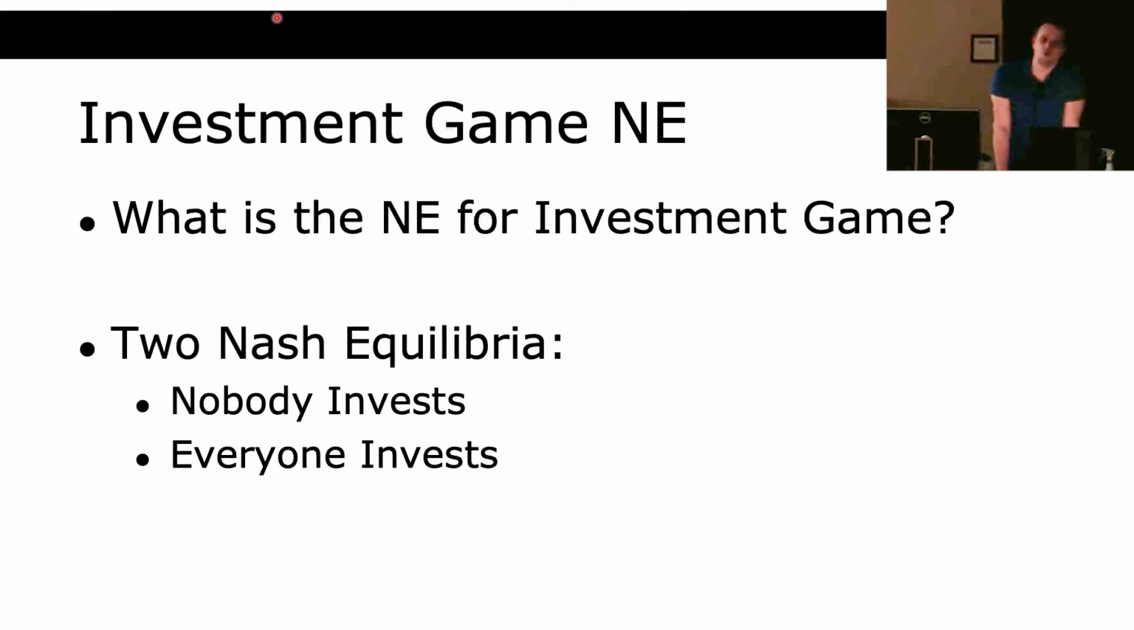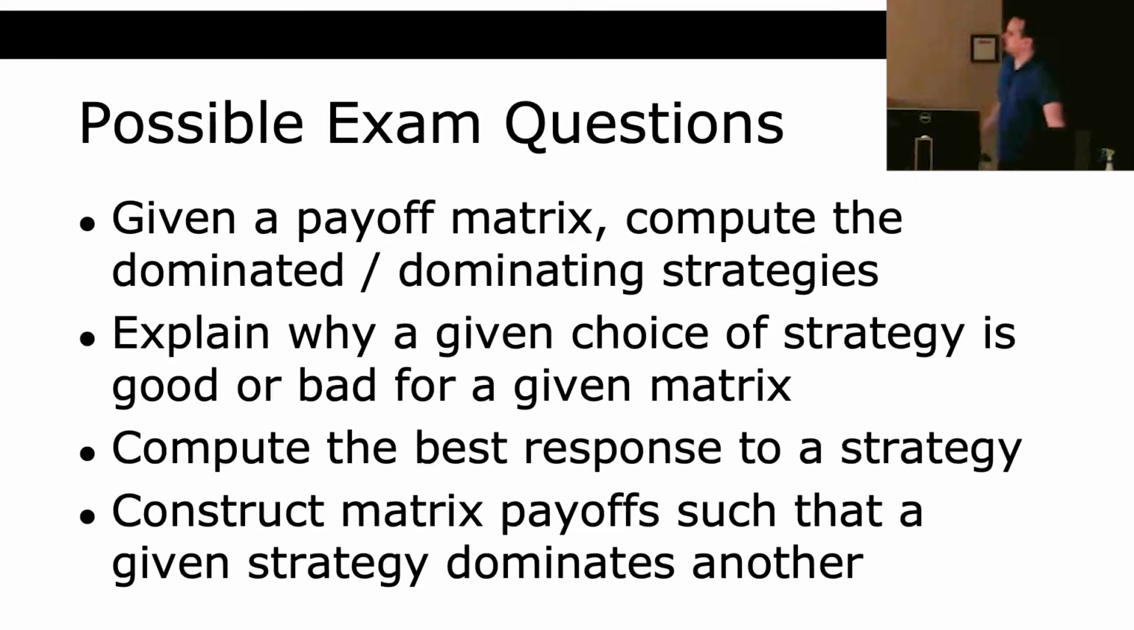Now, I want you to think about Nash Equilibria for the numbers game. I'm not going to put that one on the screen. Just think about that one because that could be a cool question possibly for an exam. But I do have some things here. Possible exam questions. Given a payoff matrix, compute the dominated or dominating strategies. I'll be asking which strategy dominates which other strategy. Explain why a choice of strategy is good or bad for a given matrix.